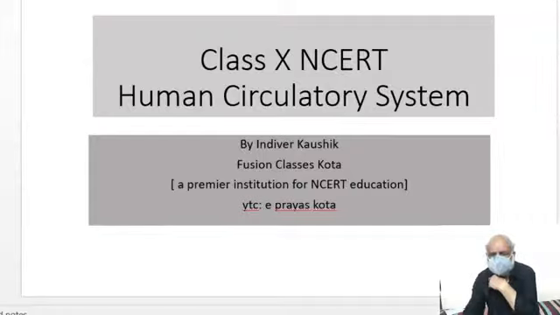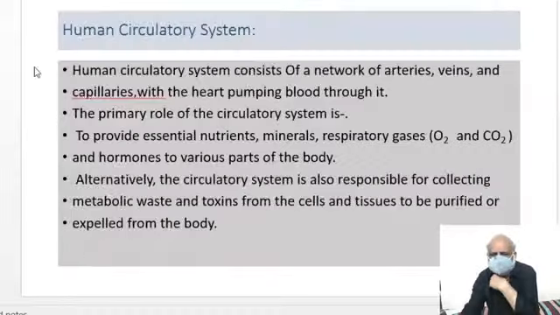Dear students, today we will start with Human Circulatory System, Class 10th NCERT, Chapter 6, Life Processes. Let us recall, the human circulatory system consists of a network of arteries, veins, and capillaries with the heart pumping blood through it.